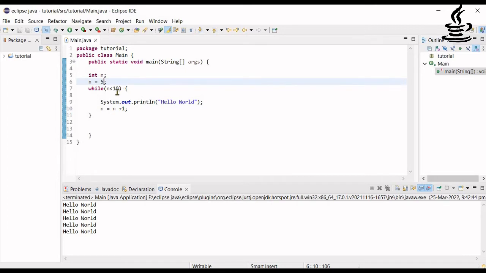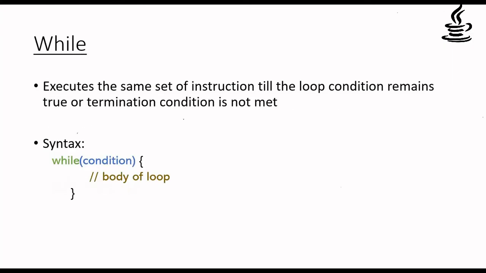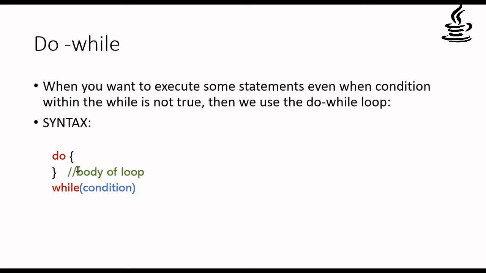Now sometimes we want our loop to get executed at least once even when the condition within the while loop is false, and for that purpose we will use the do while statement. The general syntax of the do while loop is: first we write the do keyword followed by the body of loop, and afterward we write the while keyword and the condition against which this body of loop will be judged.